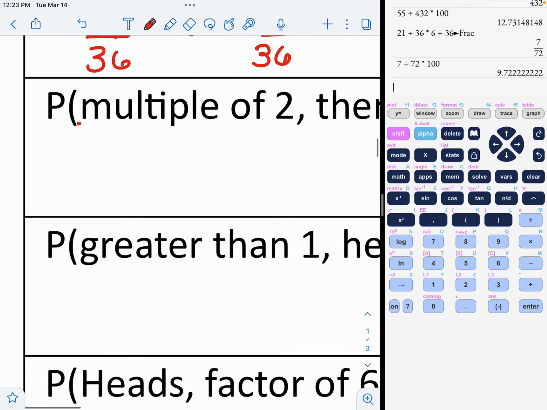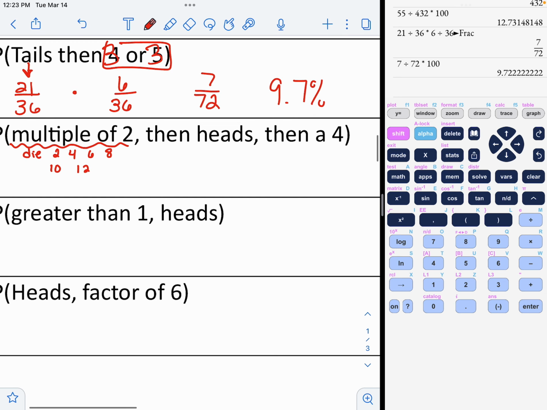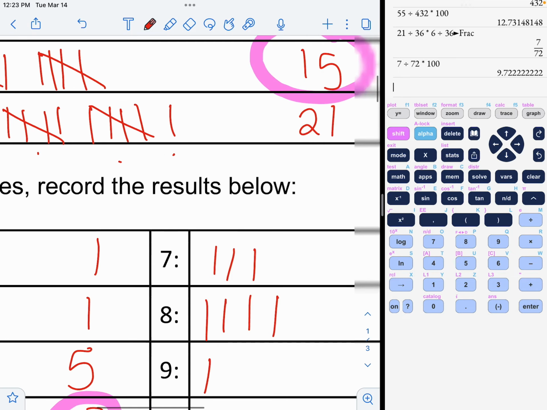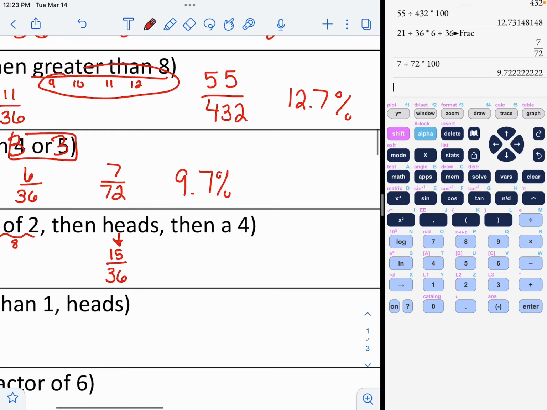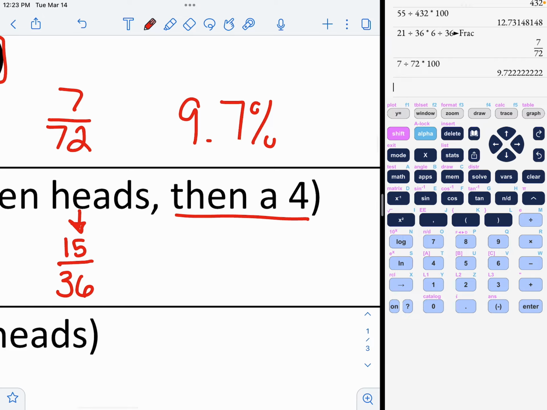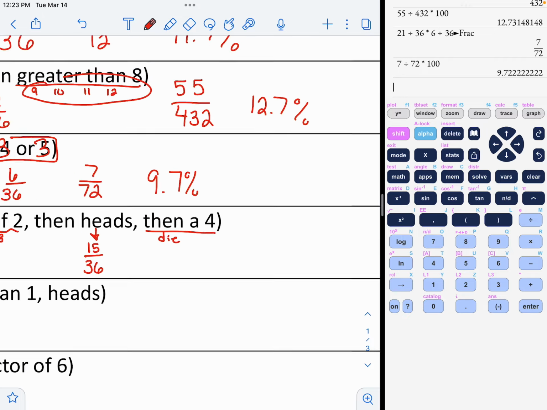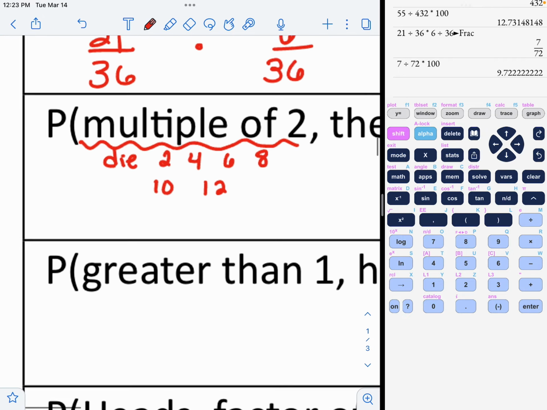Okay. Oh, multiple of 2. Well, since that's dealing with the number die, the multiples of 2 are 2, 4, 6, 8, 10, and 12. Whew, that was hard. And then a heads. I remember it being 15 out of 36 on our experiment up here. See how it was 15? And then a 4. So I need to go look at the die and see how many times a 4 happened.